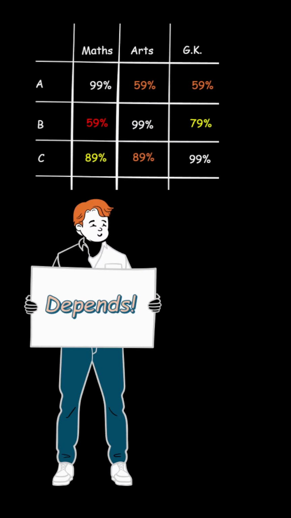Well, it depends. A is the best in mathematics. B is the best in arts. If an all-rounder is needed, C might be the best choice. The teacher also notices that scores vary.